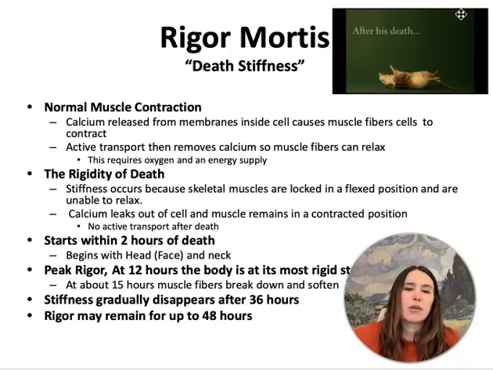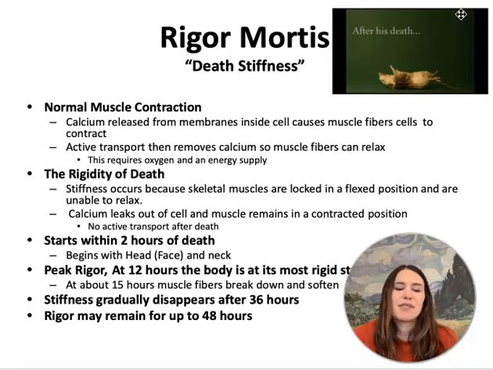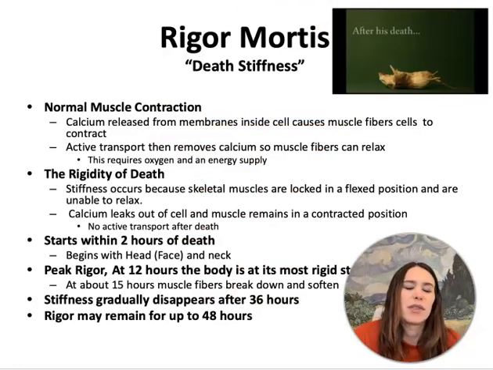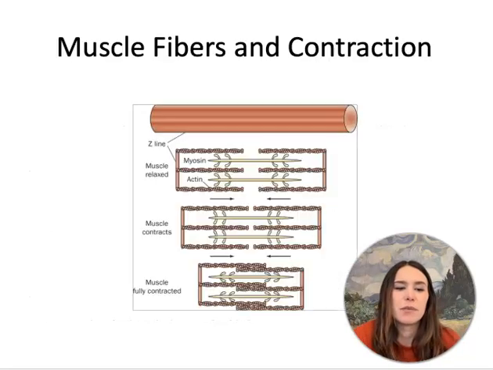And then about 15 hours later, the muscles will start to deteriorate because now decomposition is starting. So stiffness will gradually disappear until after close to that 36 hours. You might see the rigor may remain for up to 48 hours, but it depends a little bit on what the person was doing before death as well.